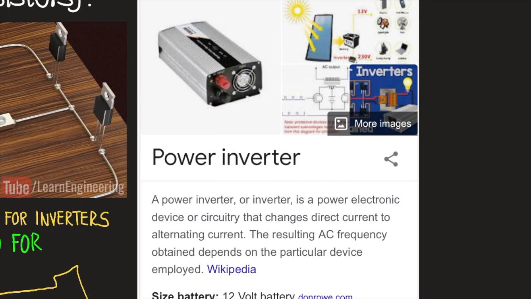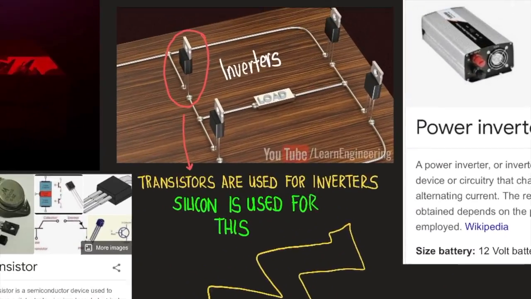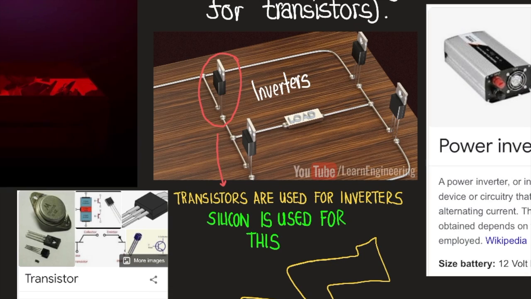So a power inverter. A power inverter or inverter is a power electronic device or circuitry that changes direct current to alternating current. The resulting AC frequency obtained depends on the particular device employed. I previously bought a lead acid battery power inverter, but I drained it and now it's not working. The reason I mentioned that is because power inverters use transistors in order to work, and transistors are made of silicon. Transistors are used for inverters, silicon is used for this, so it all connects.